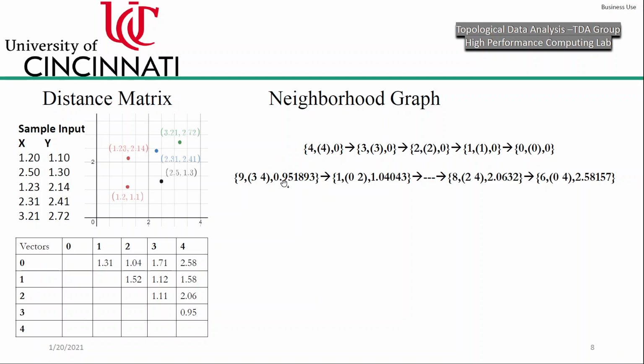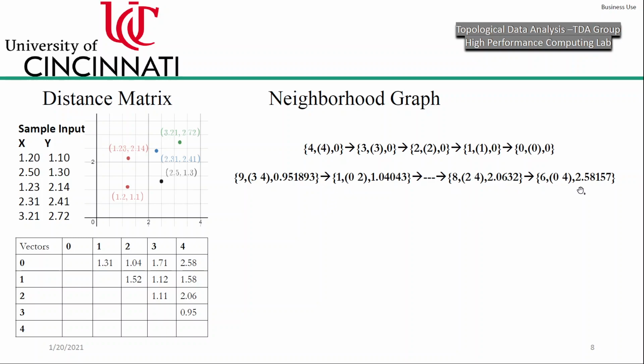Then we expand it to level 1, where we have all the edges. So we have 0 1, 0 2, 0 3, 0 4, all the edges, 1 2, 1 3, 1 4. All the edges will be here. So there are 9 edges total. They are like 9, 1, 8, 6. So they are not ordered by their indexes. Like 9 comes here, 1 comes here, 8 comes here, 6.